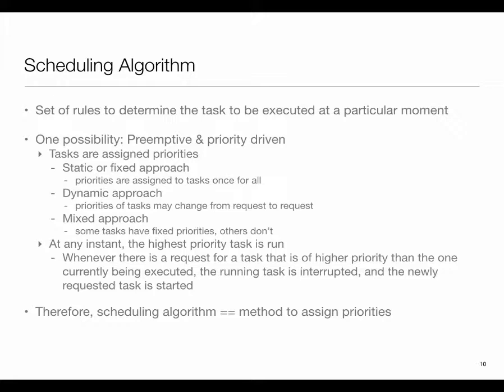Now what does that mean? It means that tasks are assigned priorities. These priorities could be assigned statically or dynamically. That is, it could be that upfront I'm given the code, at compile time or start time I analyze it, and I say task number 1 has the highest priority, task number 2 has the lowest, task 3 has the intermediate priority. I just assign the priorities and then keep them fixed.